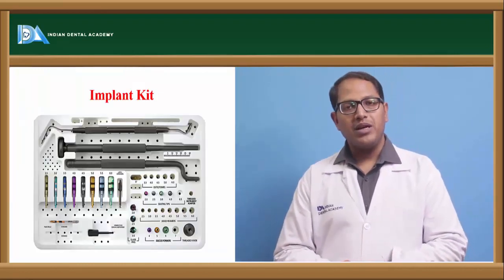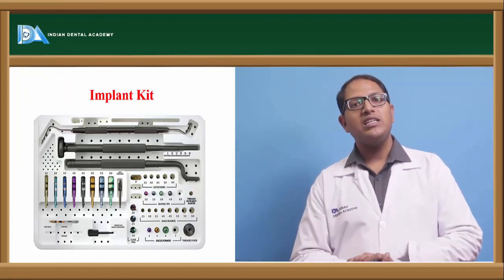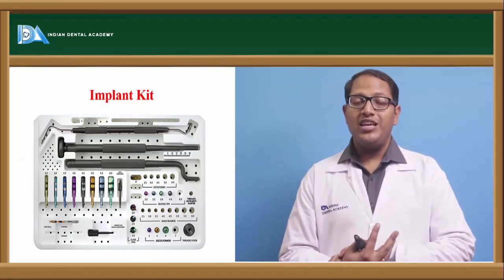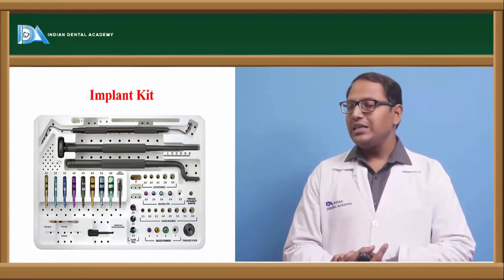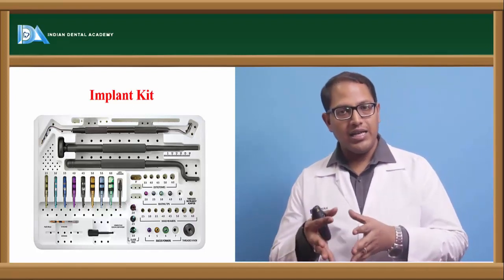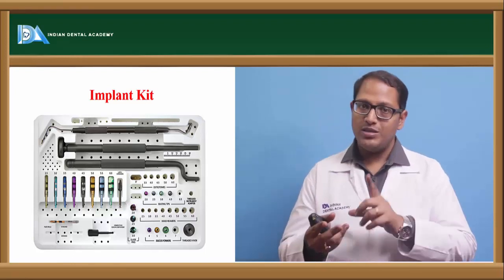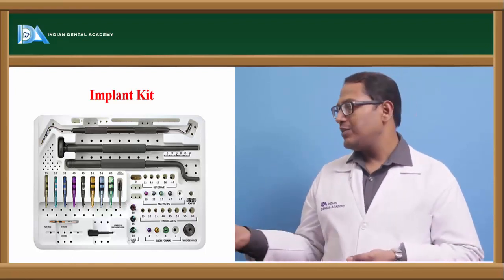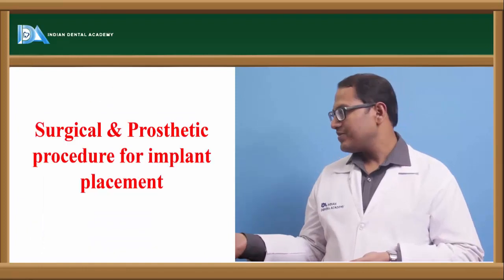Various companies come up with their own implant kit with various dimensions of implant, various width and length of the implant, and that has different screws. Like one company will have a length of the screw and the width of the screw similar to the drill that the company is giving in the implant kit.